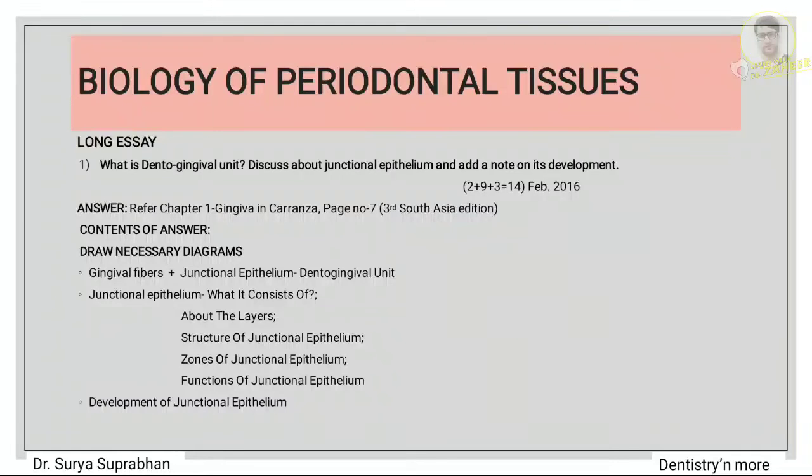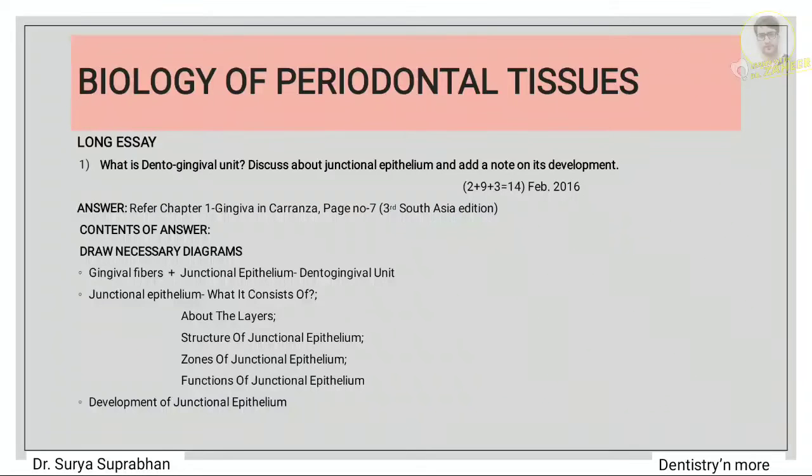Coming to the second part of the question, discuss about the junctional epithelium. So in this section you have to add about what is junctional epithelium, what it consists of, what are the layers, what are the structure, what are the zones, and what is the function of the junctional epithelium. What it consists of is nothing but the stratified squamous non-keratinized epithelium, and then you have to write about how many cells wide it is at the coronal aspect and the apical end, and then what is the length of the junctional epithelium.